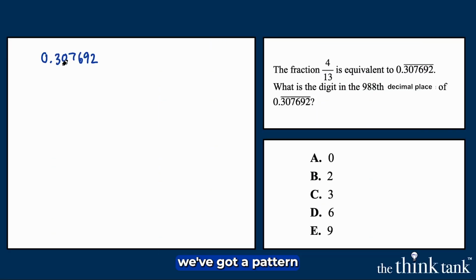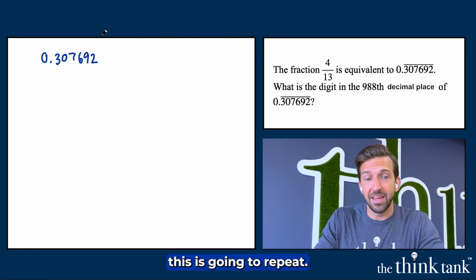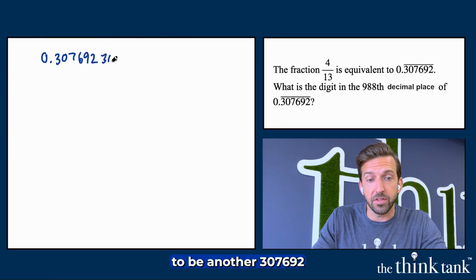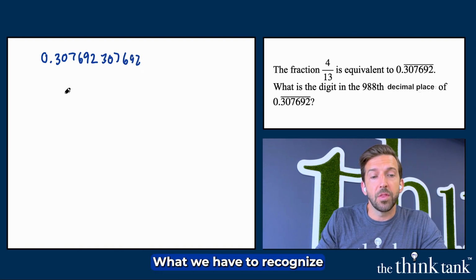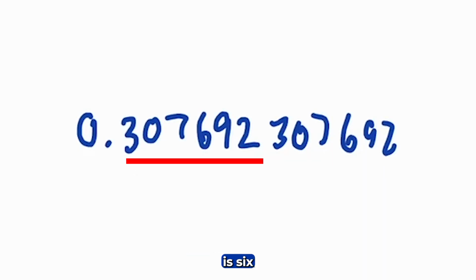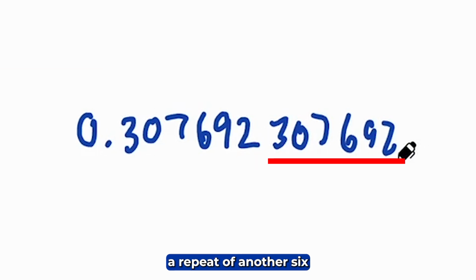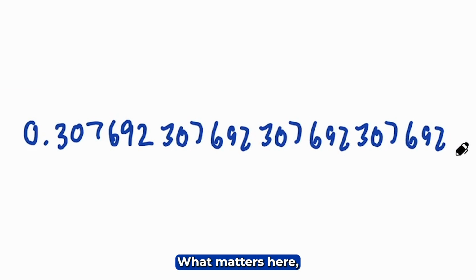In our case, we've got a pattern of 6 decimal numbers. We've got 307692, and because that bar is over it, that means it's going to repeat. So after that, there's going to be another 307692, and then another one, and another one, and so on and so forth. What we have to recognize to solve this problem is that our decimal pattern is 6 decimal places long. In other words, after every 6, we're going to get a repeat of another 6, and another 6. That 6 is what matters here.